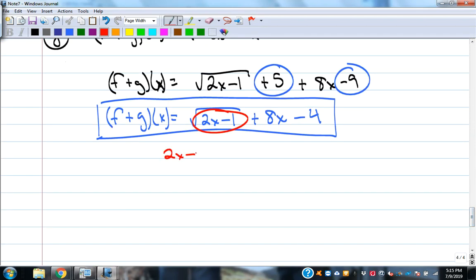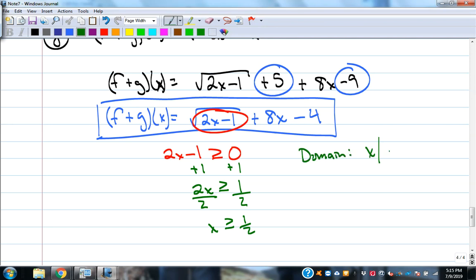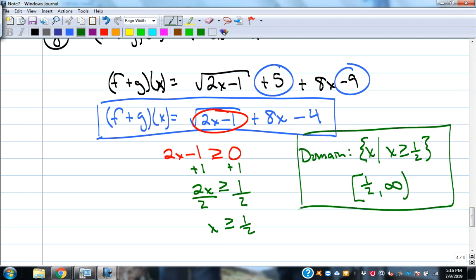So we're taking 2x minus 1, and we're supposed to set it greater than or equal to 0 because that's what you do when it's a square root function. Okay, and then work that out. So solving this, plus 1, 2x is greater than or equal to 1, divide by 2, x has got to be greater than or equal to a half. So our domain, x has got to be greater than or equal to 1/2. 1/2 to infinity is the interval notation for that.